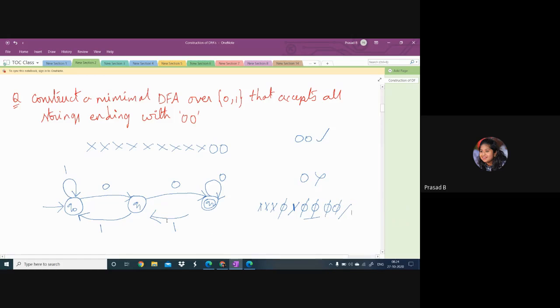So in Q2, the final state, if 1 comes, it means the order has been disturbed. Whenever the order is broken, we go back to the initial. So in final, if 1 comes, go back to the initial. Now in initial, 0 comes to Q1, not accepted. In Q1, 0 comes to Q2, final state. So this is the way of constructing the DFA. So copy this one.